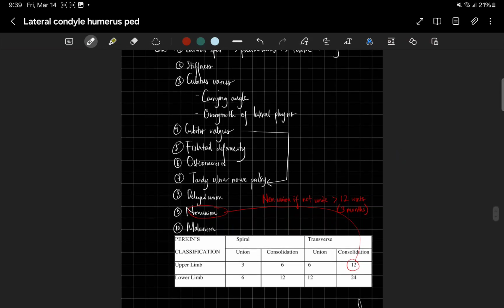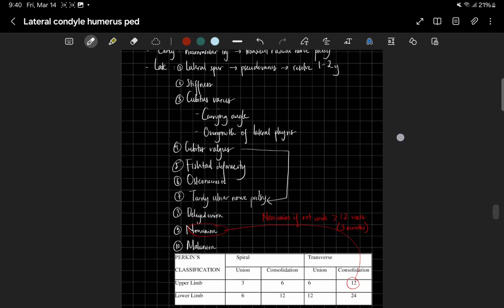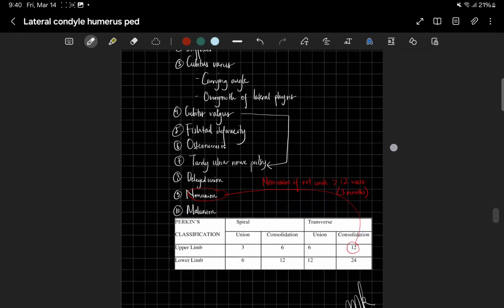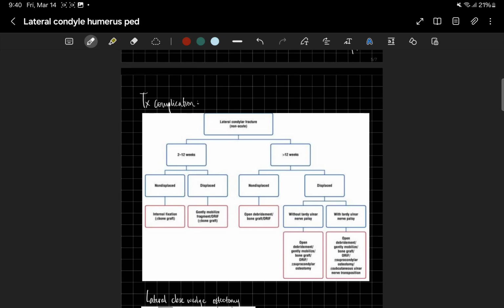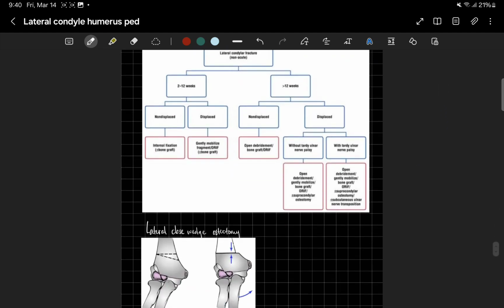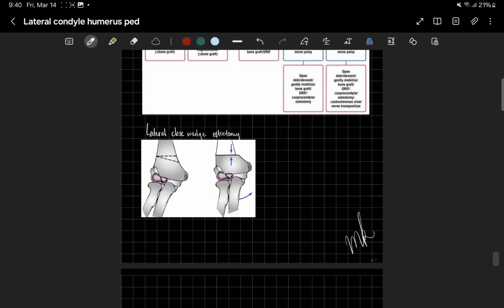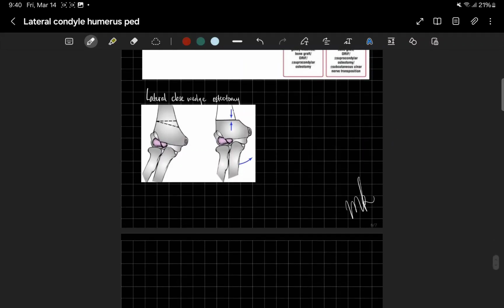To be noted, I just want to remind us about the Perkin-Stein table, in which non-union is stated if it does not unite after 12 weeks or 3 months. For the treatment of complications or the non-acute lateral condyle fracture, if it is more than 12 weeks, we can do open debridement, bone graft, and ORIF for a non-displaced one. For the displaced one, we define whether there is tardy ulnar nerve palsy or not. It is simpler if there is no tardy ulnar nerve palsy, so we can just do open reduction, bone graft, and supracondylar osteotomy. As we know here, the lateral closing wedge supracondylar osteotomy.